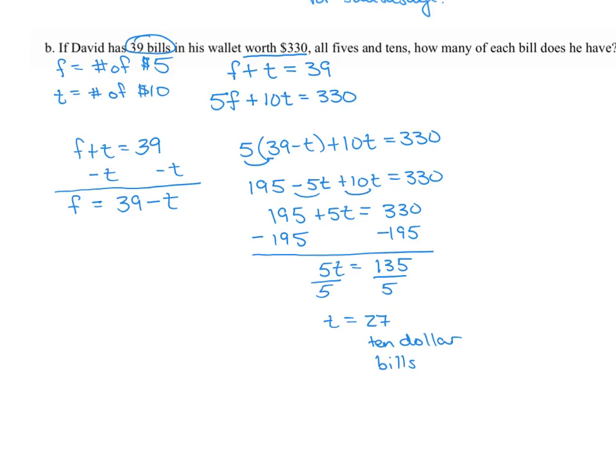All right, to figure out the 5s, I'm going to go ahead and plug this back into my first equation. So we get F plus 27 equals 39. We can subtract 27 from both sides, and we get F equals 12 $5 bills.